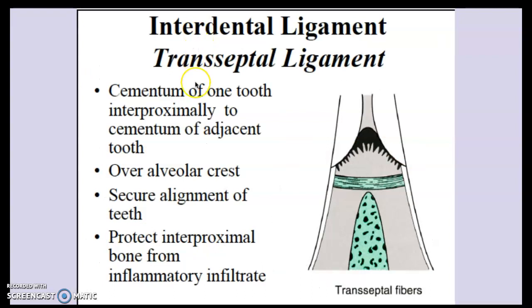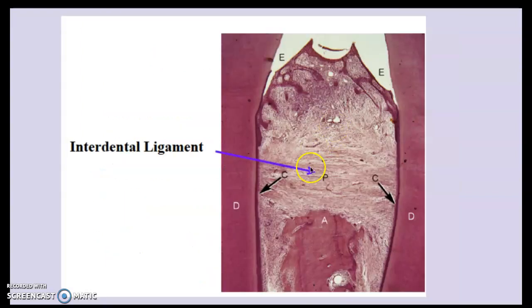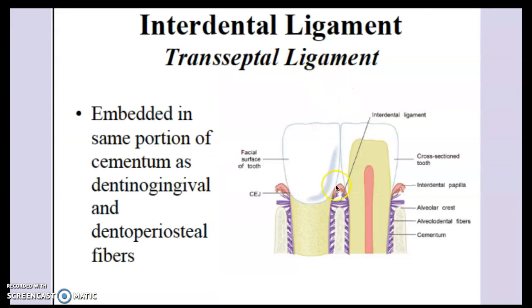Interdental ligament, or transseptal ligament. This is the cementum of one tooth interproximally to the cementum of the adjacent tooth. It goes over the alveolar crest, it secures the alignment of the teeth, and it protects interproximal bone from inflammatory infiltrate. So here's that interdental ligament right here. And look, this is a better picture. I like this picture a lot more. It's embedded in the same portion of cementum as dentogingival and dentoperiosteal fibers.